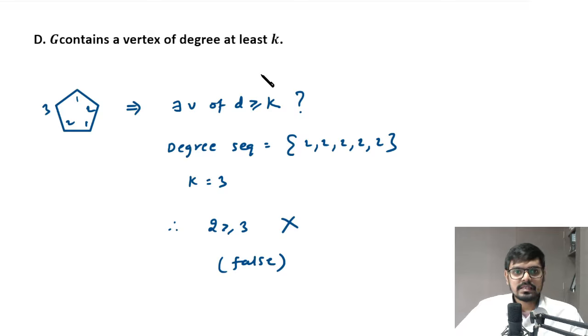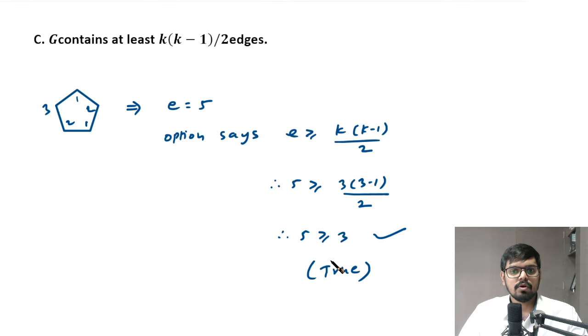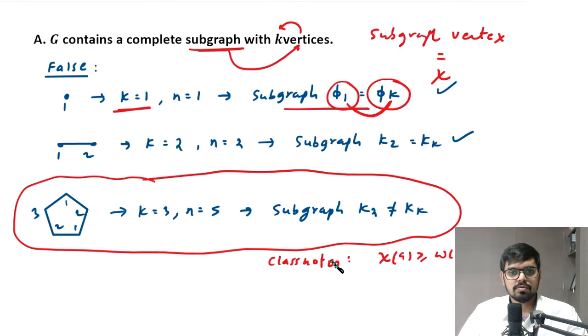What about D? G contains a vertex of degree at least k. No. This simply says there exists a vertex, a vertex of degree at least k. So degree greater than or equal to k. Check this example: every vertex has degree 2, but chromatic number was 3. So can we say that 2 is greater than or equal to 3? Vertex degree greater than or equal to chromatic number, 2 greater than or equal to 3. Can we say that? No. Therefore, this is false. Okay. So D was false, C was true, B was true, A was false.